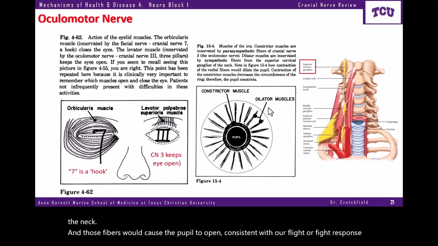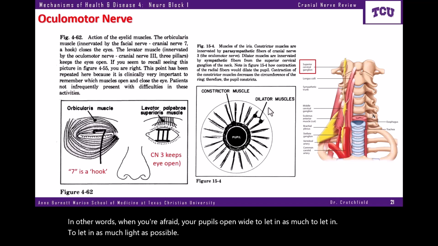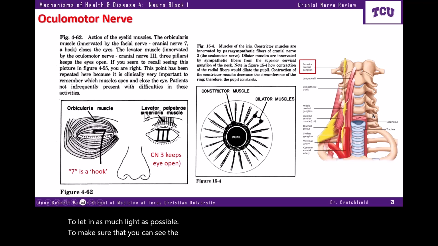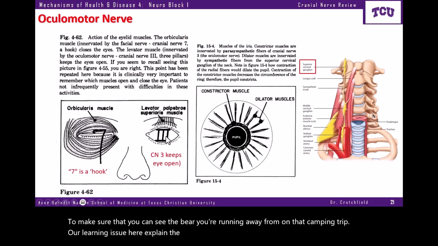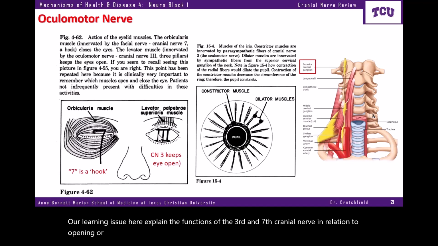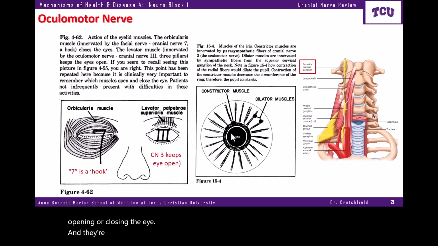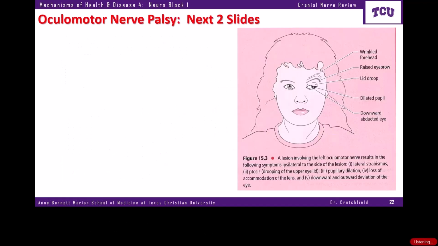In other words, when you're afraid, your pupils open wide to make sure that you can see the bear you're running away from on that camping trip. Our learning issue here: explain the functions of the third and seventh cranial nerve in relation to opening or closing the eye, and their function on the diameter of the pupil. What role does the superior cervical ganglion play in these functions?